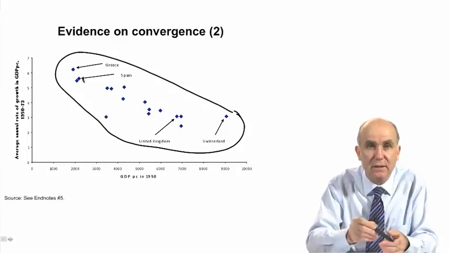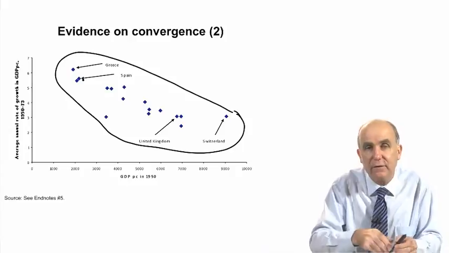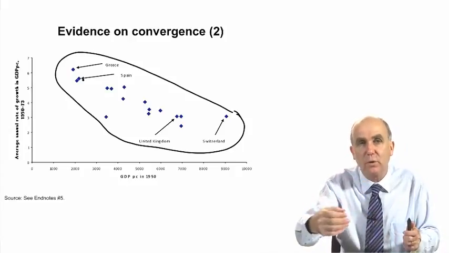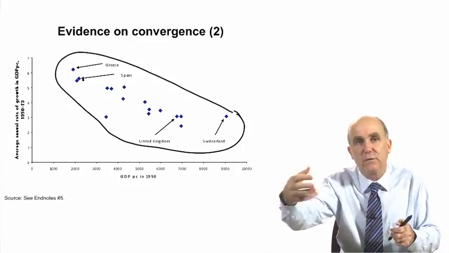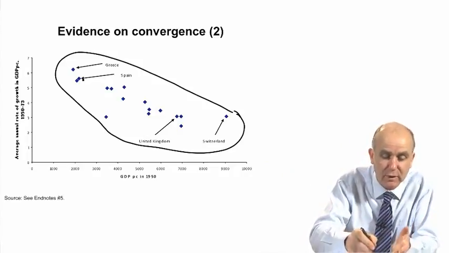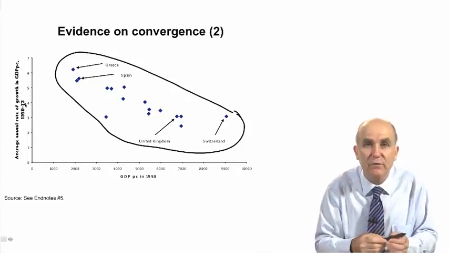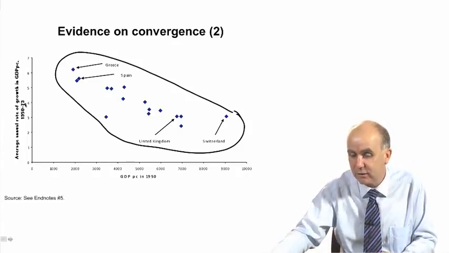Whereas up here, we've got Greece and Spain. Greece and Spain are less rich countries in 1950, so they have more scope to grow by taking technology from the leading country, the United States. And in fact, that's what we observe. We observe that they are the countries which grew most in this period from 1950 to 1973.